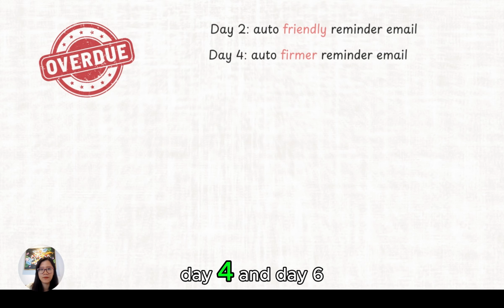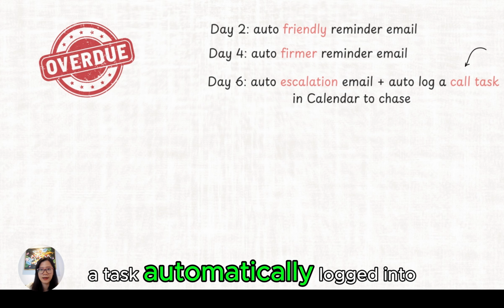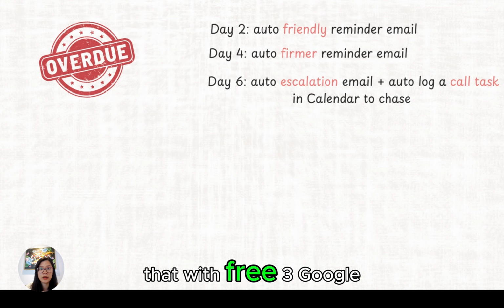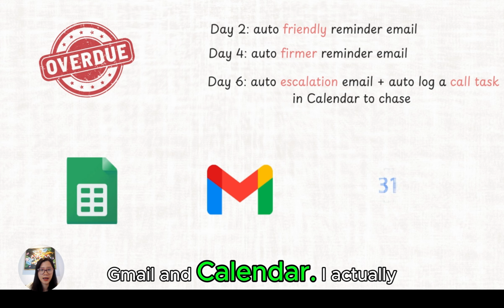When your business has an overdue payment, do you want an automatic email sent on day 2, day 4, and day 6? And on day 6, a task is also automatically logged into your calendar to remind you to call. You can do all of that with 3 free Google tools: Sheets, Gmail, and Calendar.